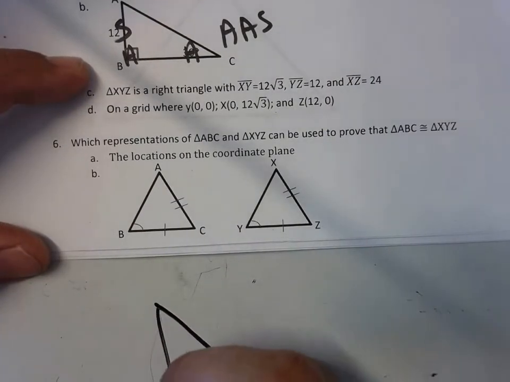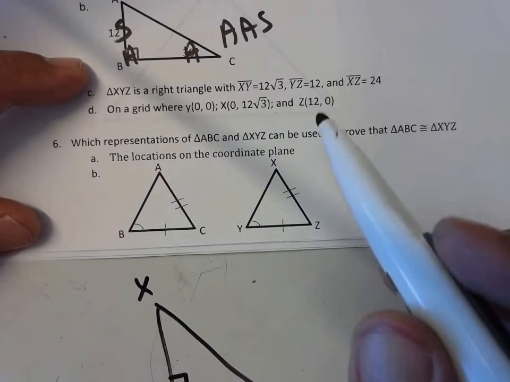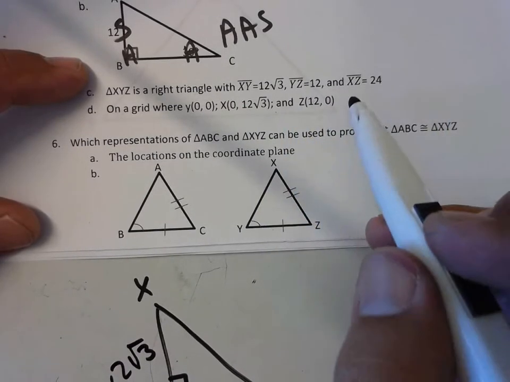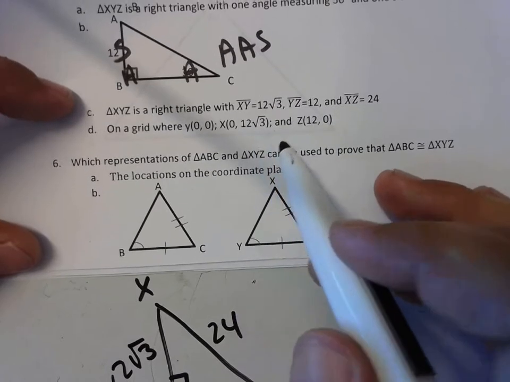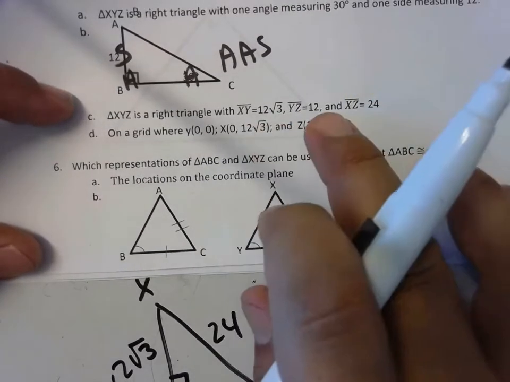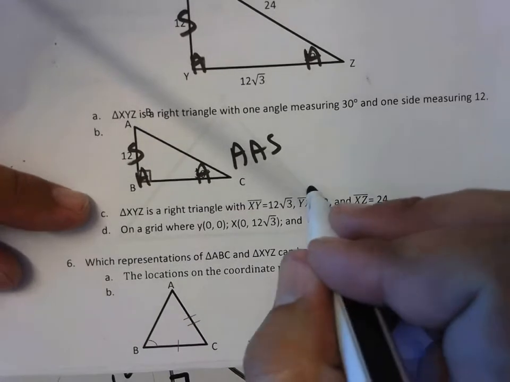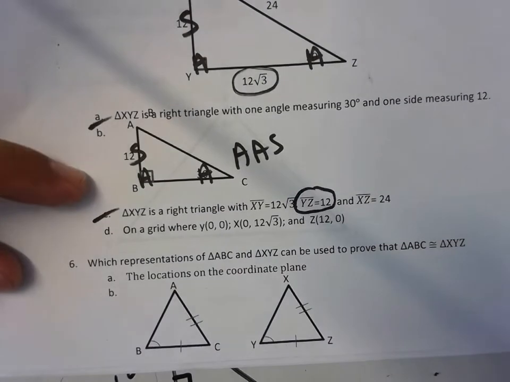XYZ is a right triangle. So let's draw another right triangle. I'm going to do this exactly how they say it. So you have a right triangle with, okay, X, Y, Z. XY is 12 root 3. YZ is 12. XZ is 24. Is that enough information? XY is 12. This one, although it looks like it's side, side, side, it is not, because corresponding sides are not equal. So A and C are out.